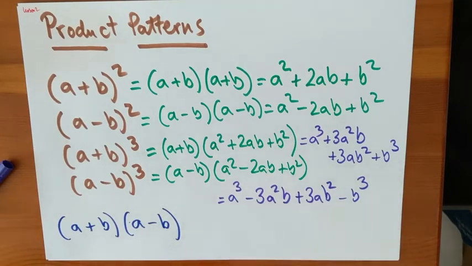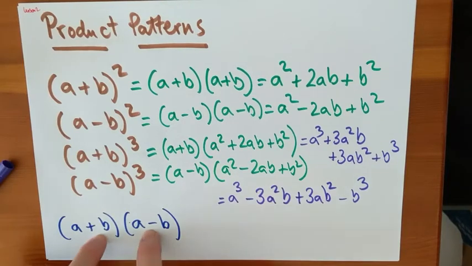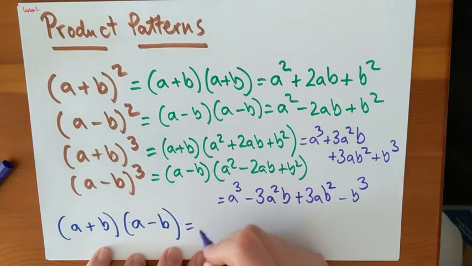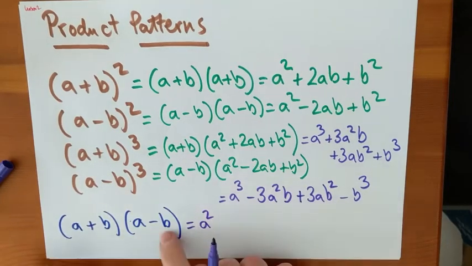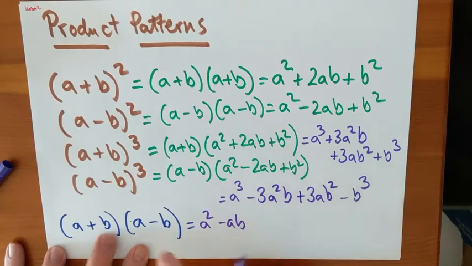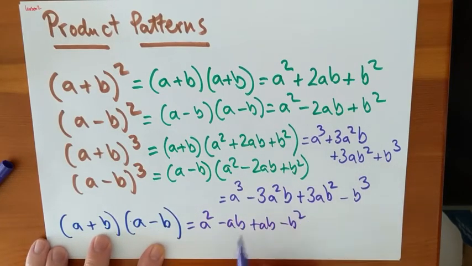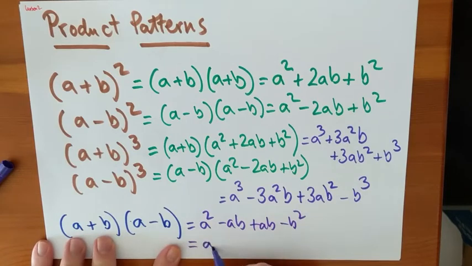Lastly, it's worth talking about one that's a classic that you've come across before. This is the difference of two squares. If you have an a plus b times an a minus b, you always end up with a squared minus ab plus ab and then minus b squared. And so the bits in the middle cancel each other out. So you get a squared minus b squared.